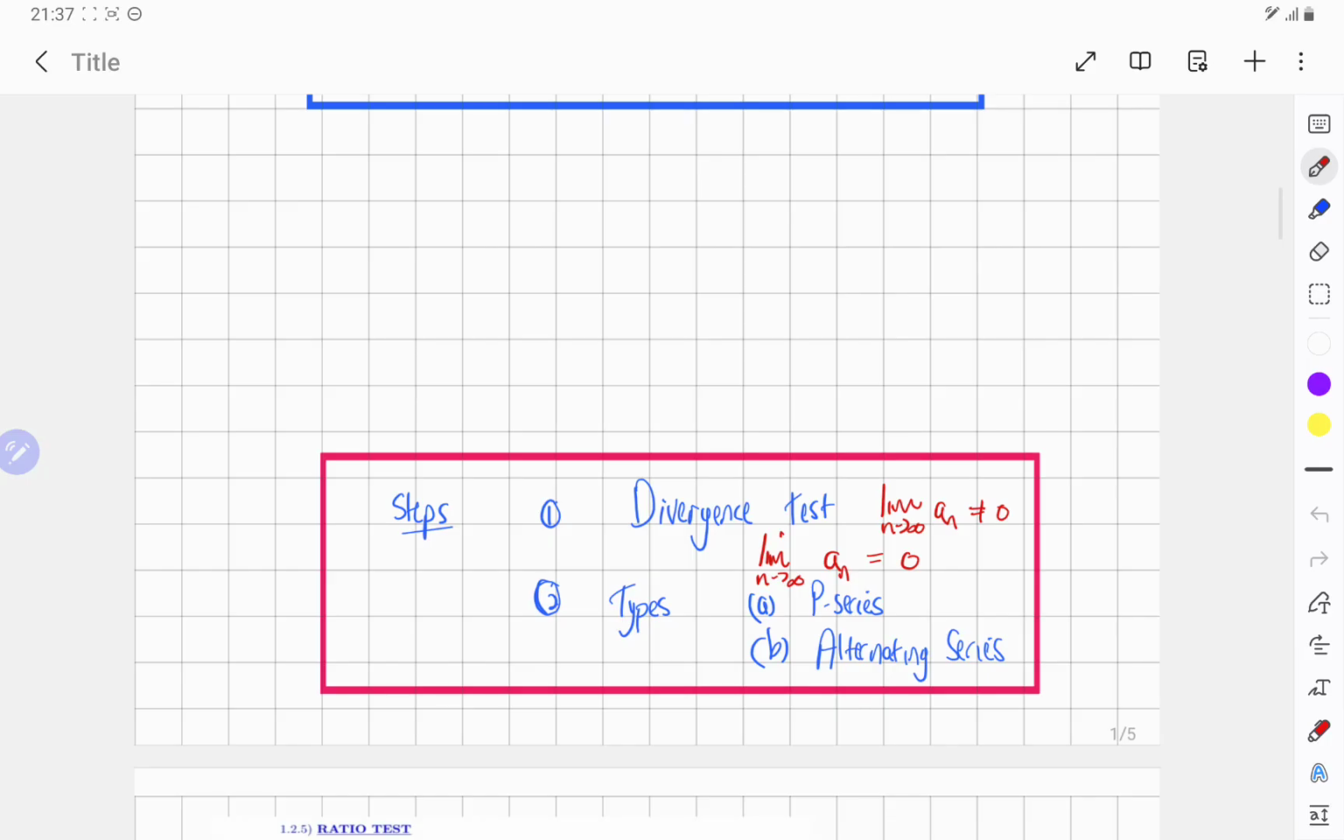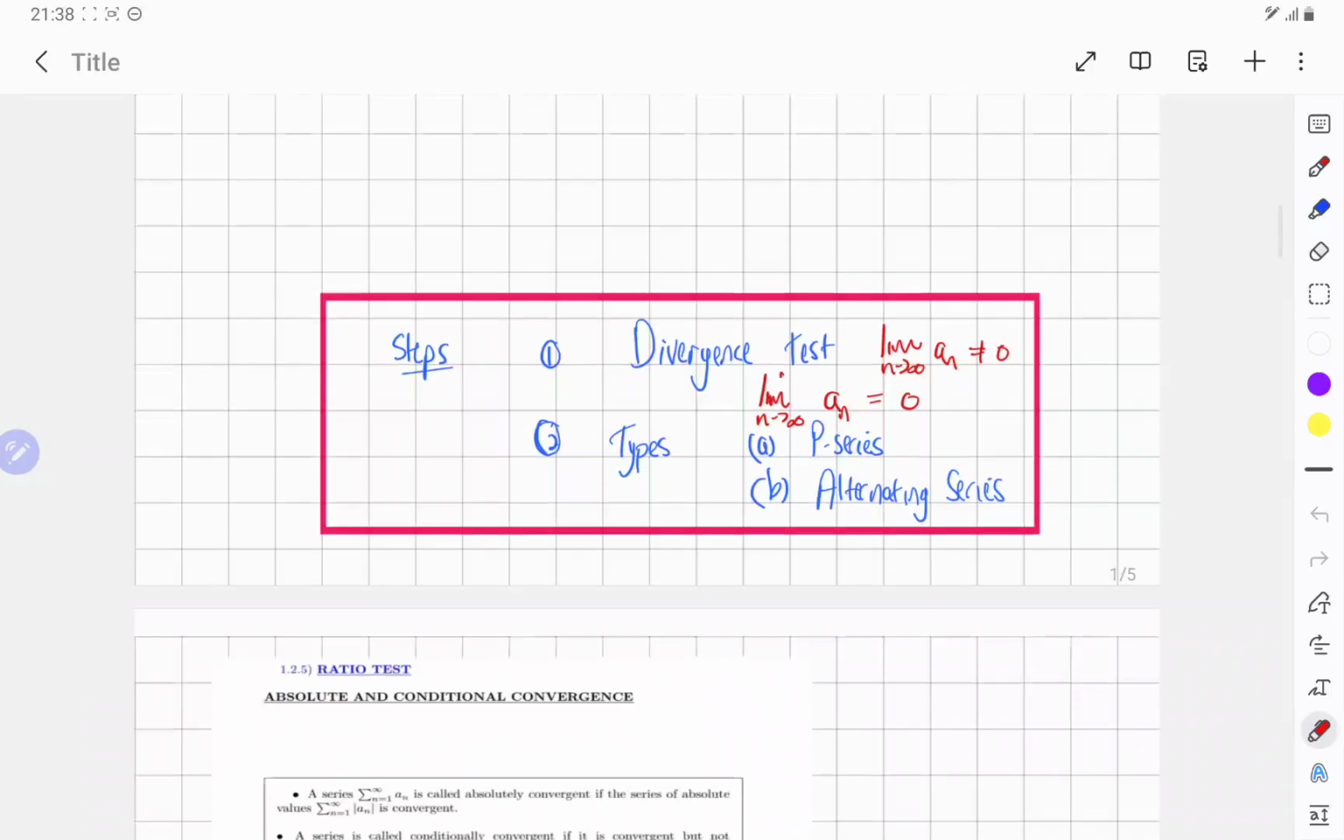So, in that video, I did explain step 1. We will do the divergence test. Just recall that when the limit of the sequence was not equal to 0, or the limit does not exist, that the series then is divergent by the divergence test. But very important, when the limit of the sequence is 0, we have no conclusion and hence continue with the steps. My step 2 was the types. We did do the P-series and the alternating series.